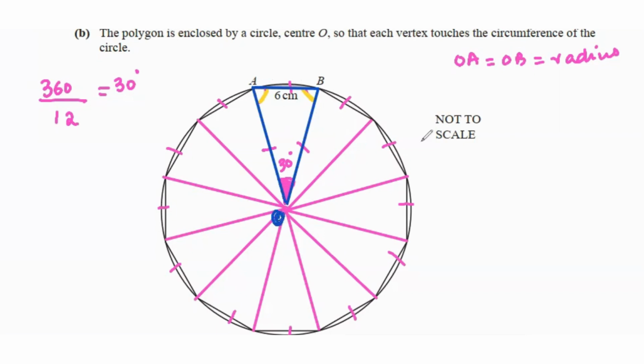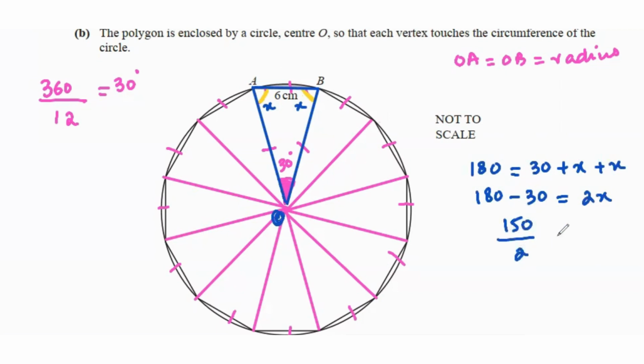So for the isosceles triangle, to find those angles, let's call this X. This is also X. So 180, which is the sum of angles of a triangle, equals to 30 plus X plus X. It's going to be 180 minus 30 equals to 2X. So that's 150 divided by 2. And that is going to give us 75 degrees.